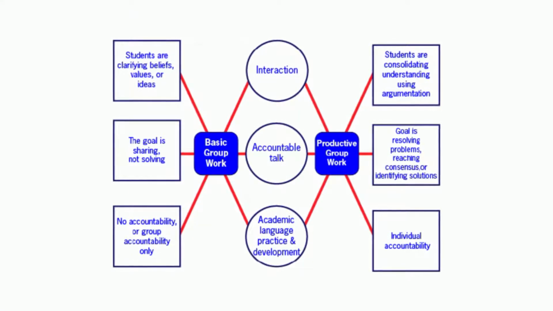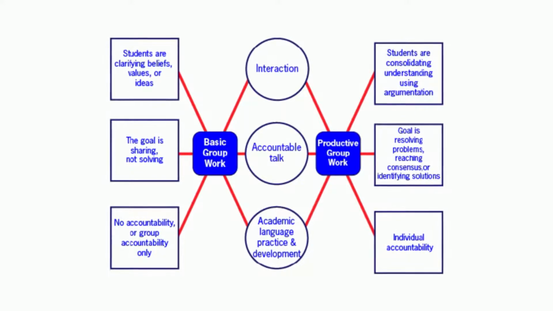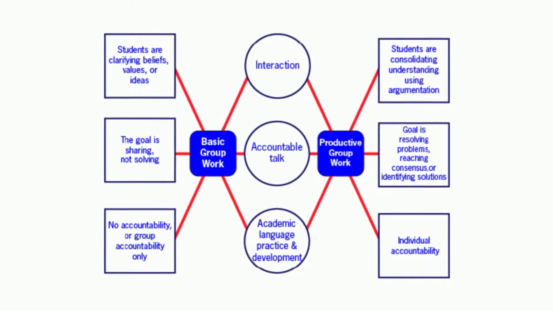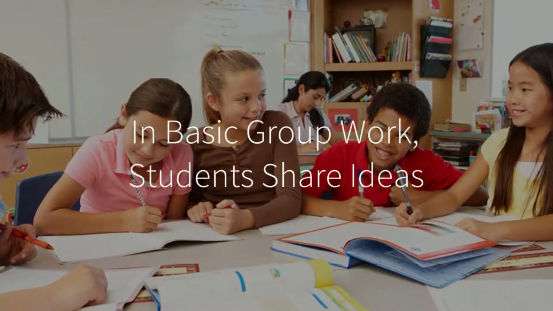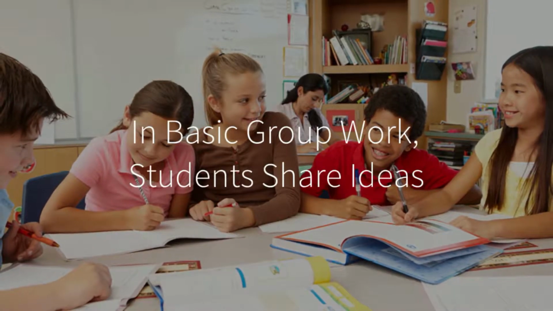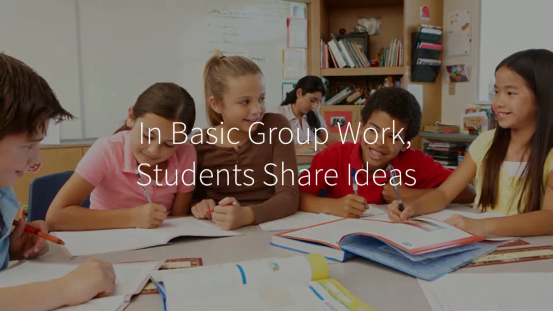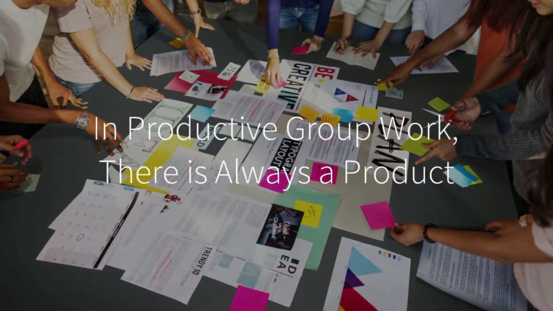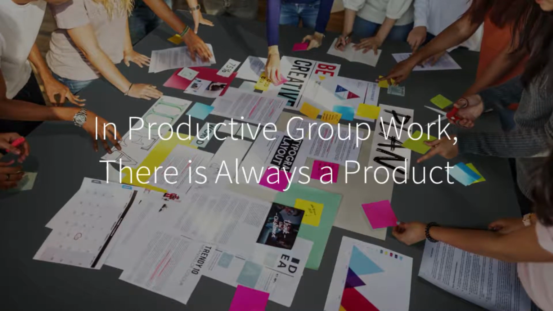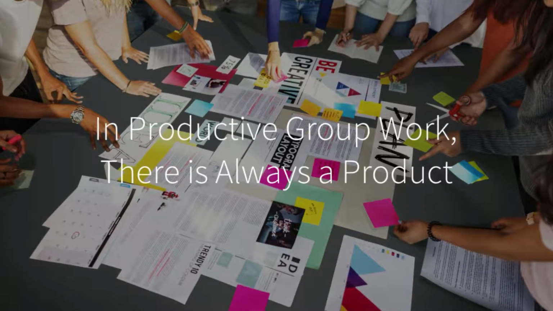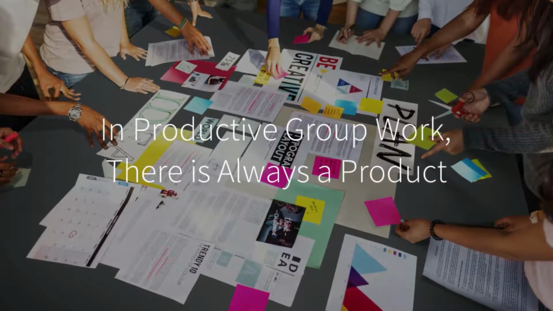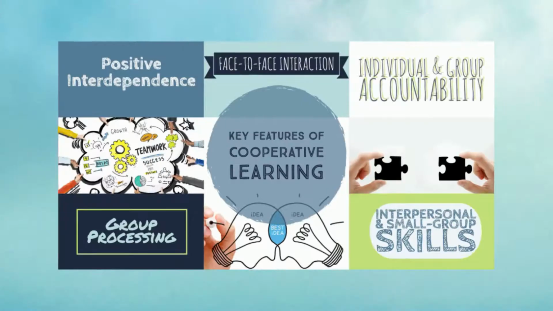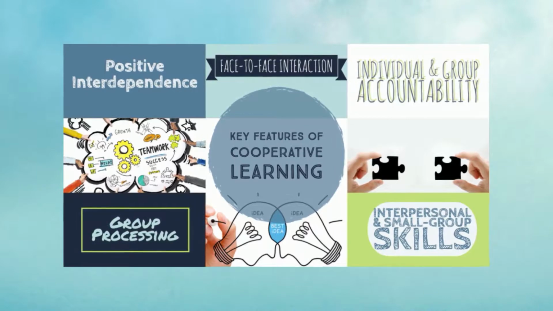There's a real difference in the types of tasks students might engage in during collaborative learning. Some tasks are best described as basic group work, while others can be best described as productive group work. In basic group work, the goal is for students to share their own ideas, such as in a classic think, pair, share activity. By contrast, in productive group work, there is always a product. Accountability is at both group and individual levels, and the goal of the work centers around resolving problems, reaching consensus, or identifying solutions.